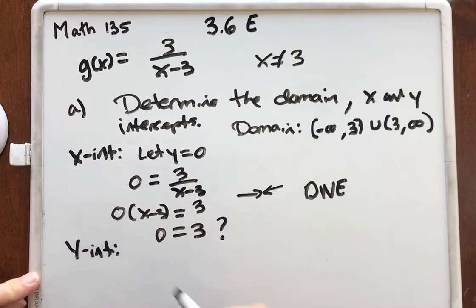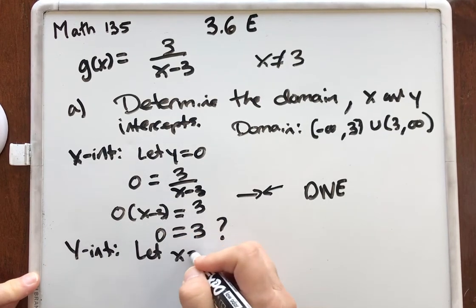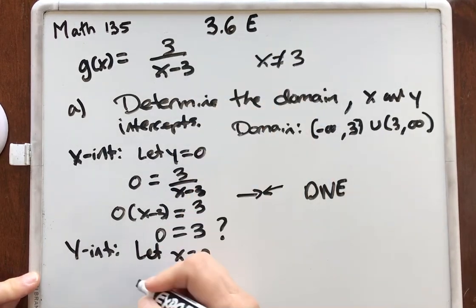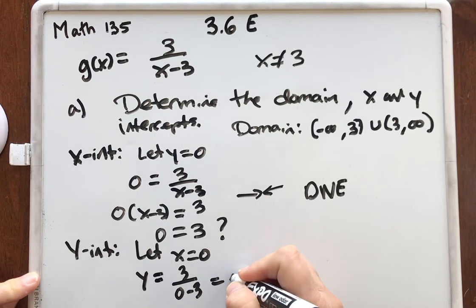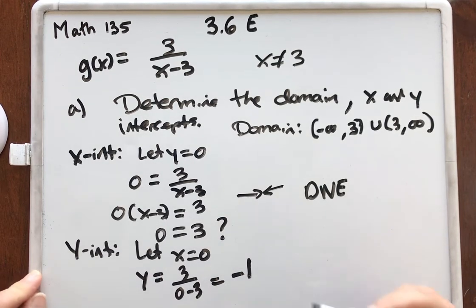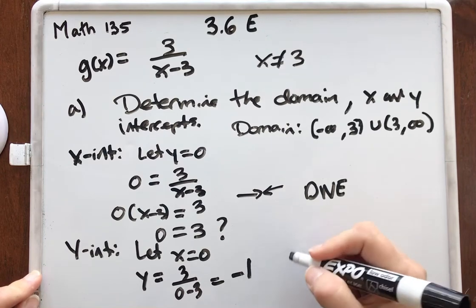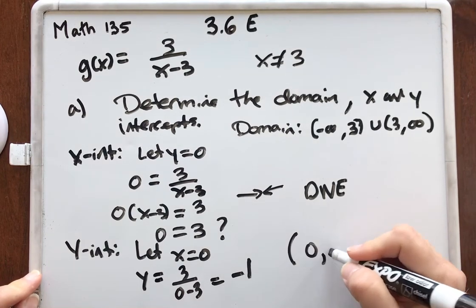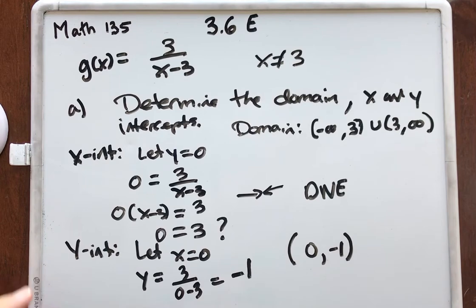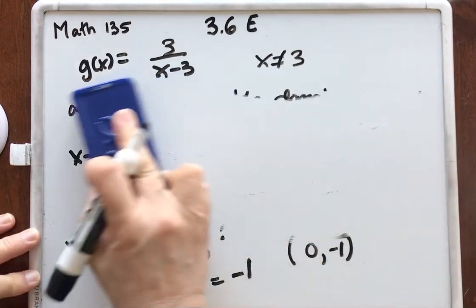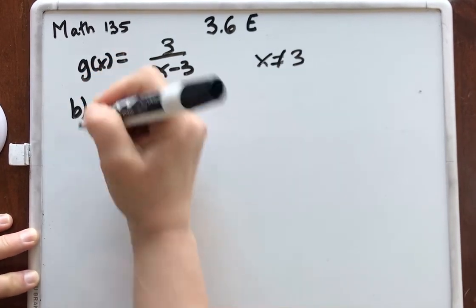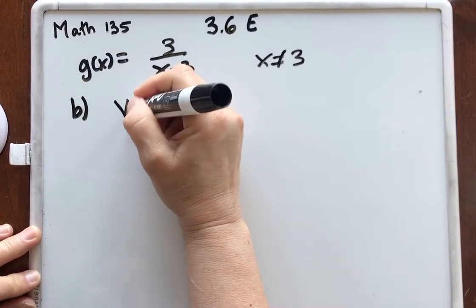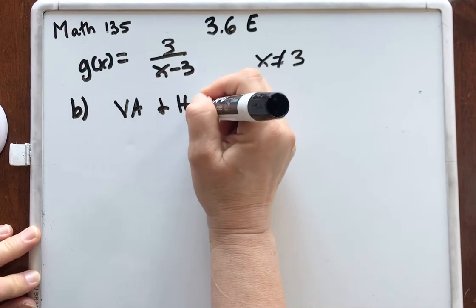Okay, let's try the y-intercept. Now to find the y-intercept, remember we always let x equal 0. So here we have y equals 3 over, let x equal 0, 0 minus 3, which equals 3 over negative 3, which equals negative 1. So the y-intercept is negative 1, and that takes at (0, negative 1). Okay. Now we're going to go on to part B of the same question. Part B, find the vertical asymptote and the horizontal asymptote.